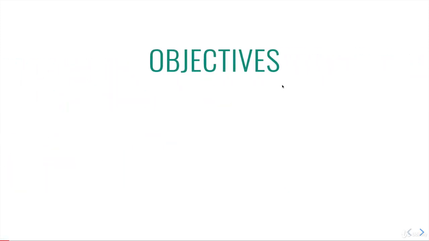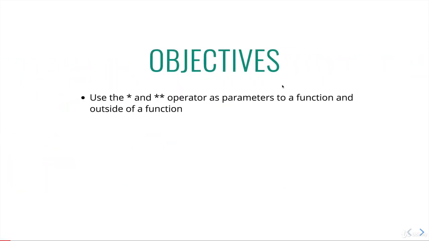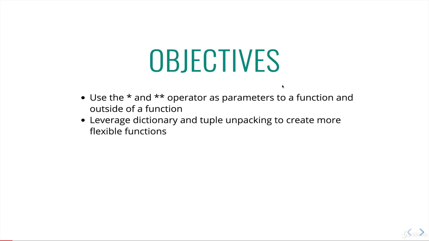So let's start with our objectives, like always. Just two this time. First, we want to use the star and double star operator as parameters to a function and outside of a function. So that may not make any sense whatsoever at this point, but we'll get there. And then we also want to leverage dictionary and tuple unpacking to create more flexible functions. So earlier, I think a section ago, I mentioned we'll learn more about dictionary unpacking. Well, we're learning about it in this section.